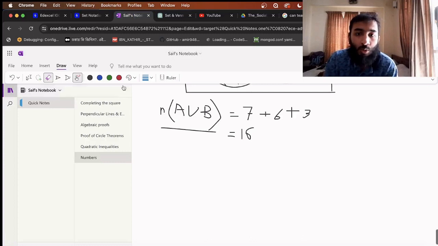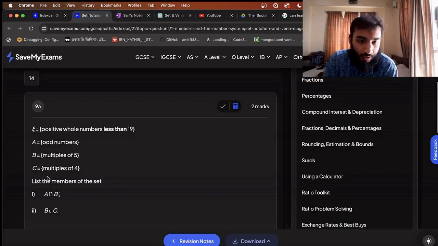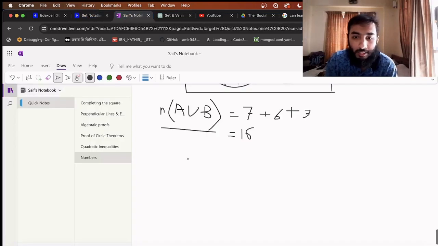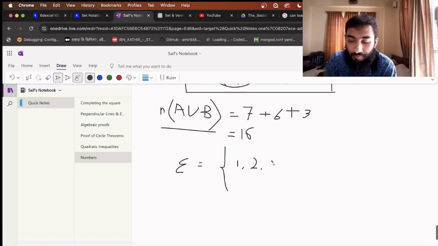If I go to my notepad and use my pen tool and express these notations, let's say I have this symbol which represents the universal set. It has all positive whole numbers 1, 2, 3, up to less than 19, which is 18.